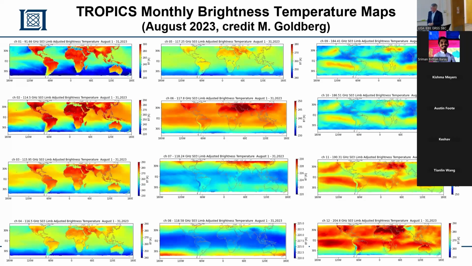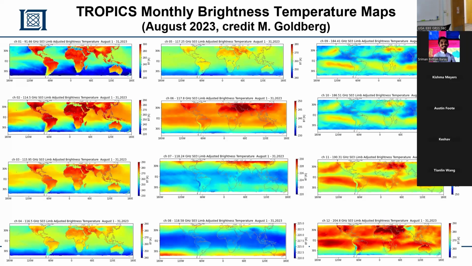Okay, just a couple of examples. Again, we have 12 channels on the TROPICS payload. They each do a little different thing, from 90 gigahertz all the way down to 205. These are global images, just to point out that for the constellation vehicles, we only get to about 40 degrees latitude north and south.